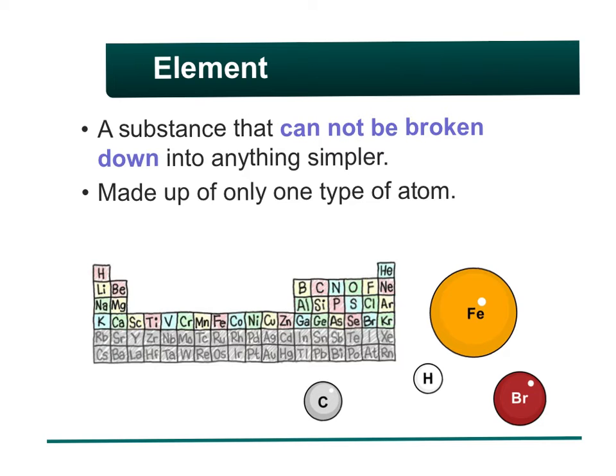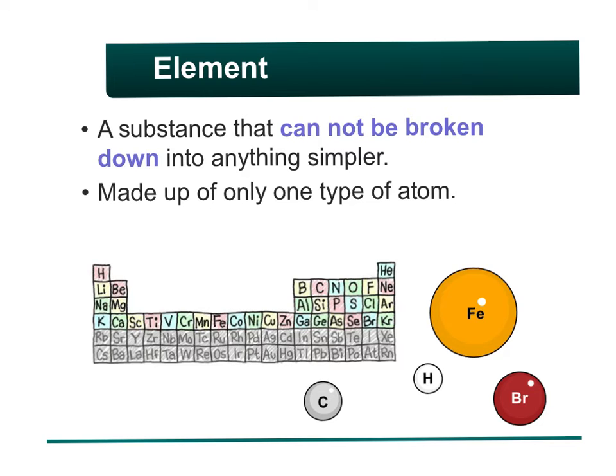It's made out of one atom. So what we see here, the yellowy orange ball, is an iron atom. It cannot be divided into anything simpler. Same with the bromine atom. That is the smallest unit possible that exists stable in nature. Same with hydrogen, same with carbon. These elements are made out of a single atom.